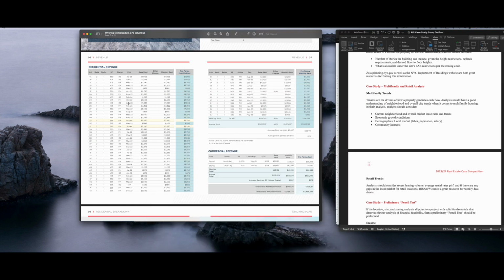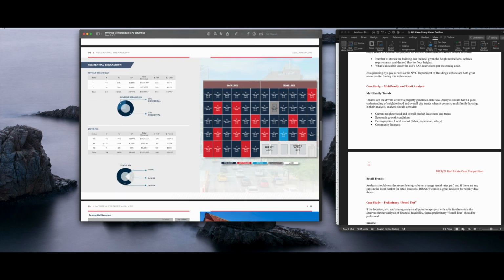But just looking through here, we can see that there's a couple of rent stabilized units. There's a couple of free market units. This is what you think of as normal apartments that you guys probably live in or may live in. And then we have one rent control apartment.